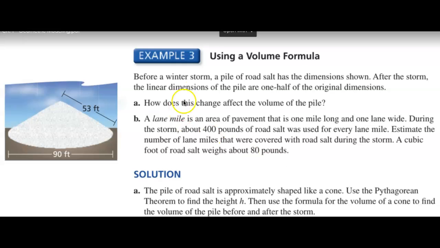So if you can work your way through example 3 and you understand how to use the Pythagorean theorem to find the height, and then use the height to find the volume, and then using the weight of salt and the number of pounds of salt per mile of road in order to solve for how many lane miles were actually covered during the storm, if you can do all of that, you are in great shape for 1.2.